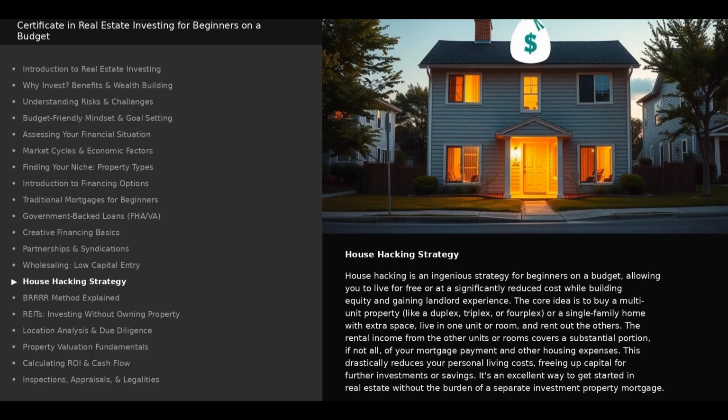The rental income from the other units or rooms covers a substantial portion, if not all, of your mortgage payment and other housing expenses. This drastically reduces your personal living costs, freeing up capital for further investments or savings. It's an excellent way to get started in real estate without the burden of a separate investment property mortgage.